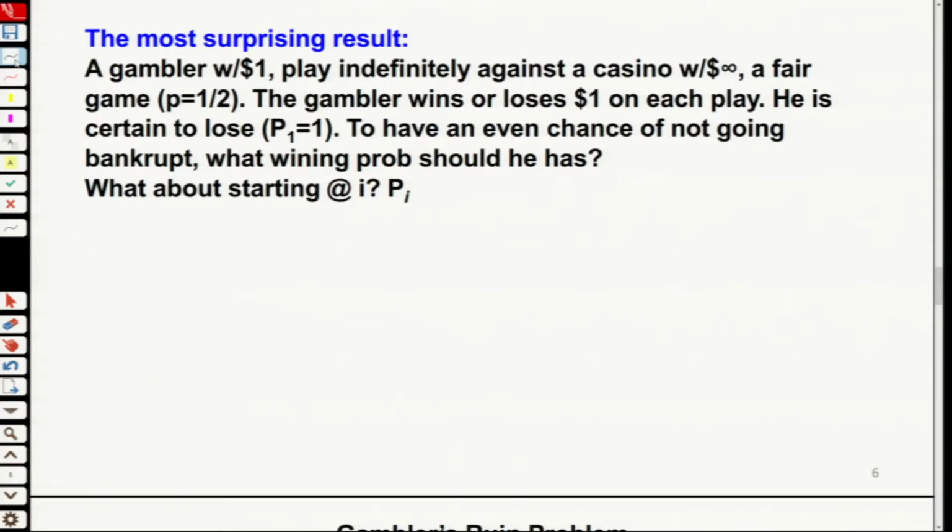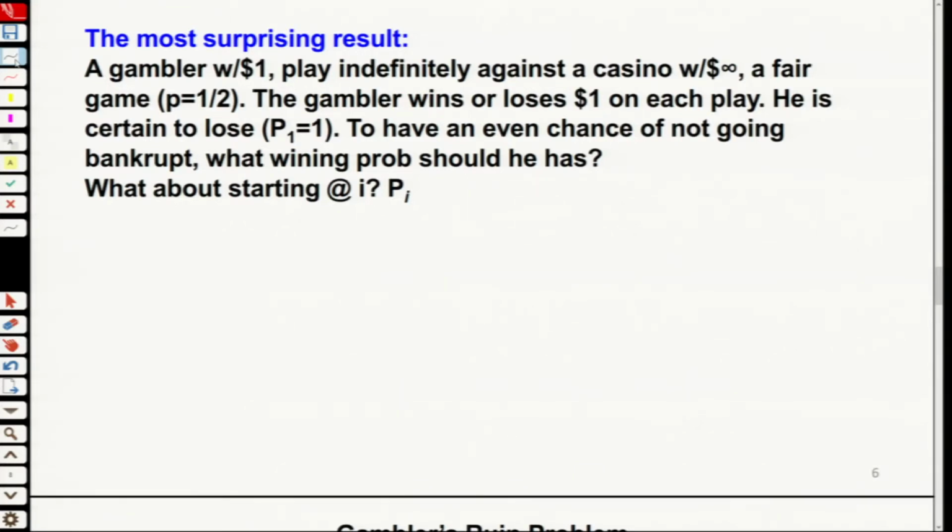He's certain to lose. So this is the scenario if we put it in this setting. Because if he has $1 and he loses, automatically he falls off the cliff. The game is over, right? If he wins, he still plays. But he still has a probability to lose. But if this is a fair game, he will definitely lose. Everybody agree? I mean, to have an even chance.